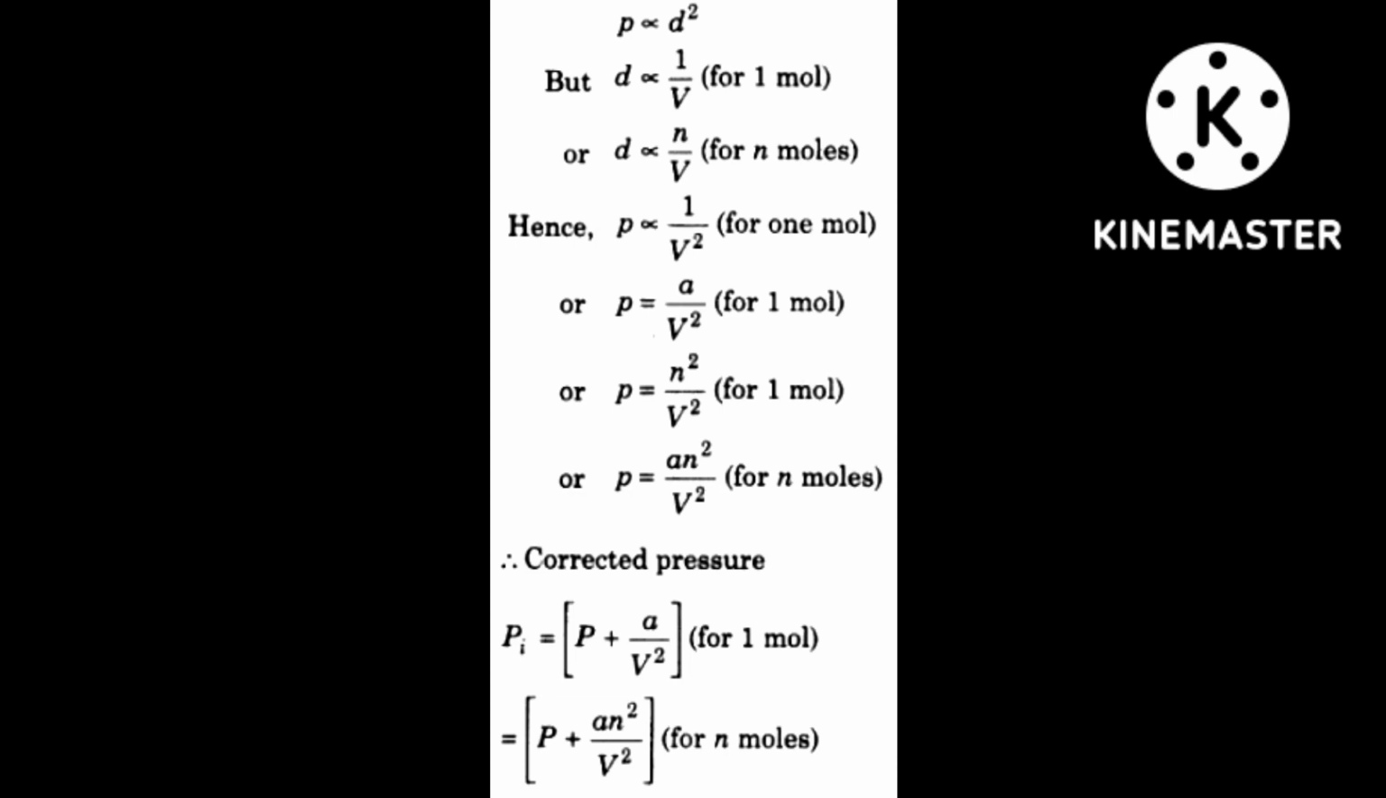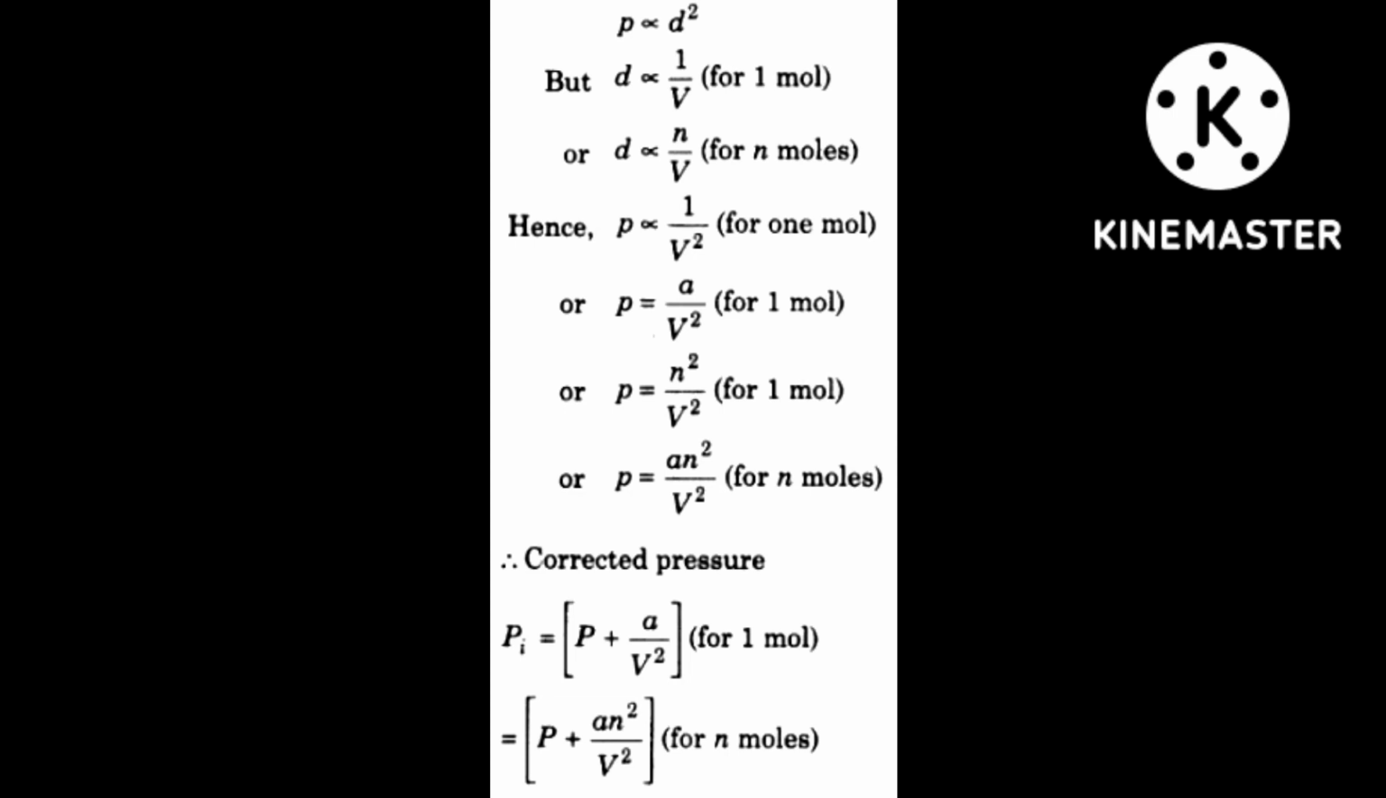That's why the actual volume is V minus b, small b, that is the correct volume, because how will they move when they are close to each other, then only molecules will be there. In that small area they can't move. Hence, the moving volume is capital V minus small b.